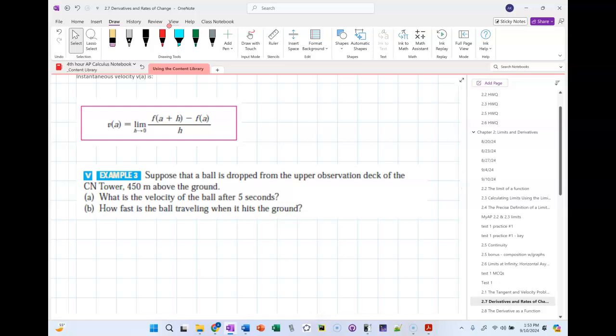Suppose a ball is dropped from the upper observation deck of the CN Tower, 450 meters above the ground. And we're asked, what is the velocity of the ball after 5 seconds? And then how fast is the ball traveling when it hits the ground?